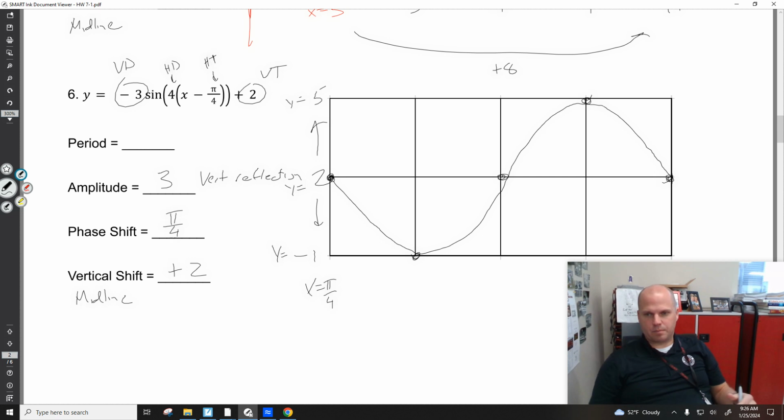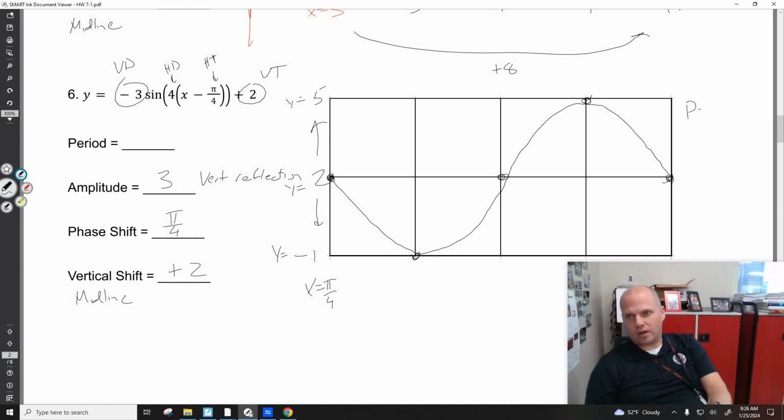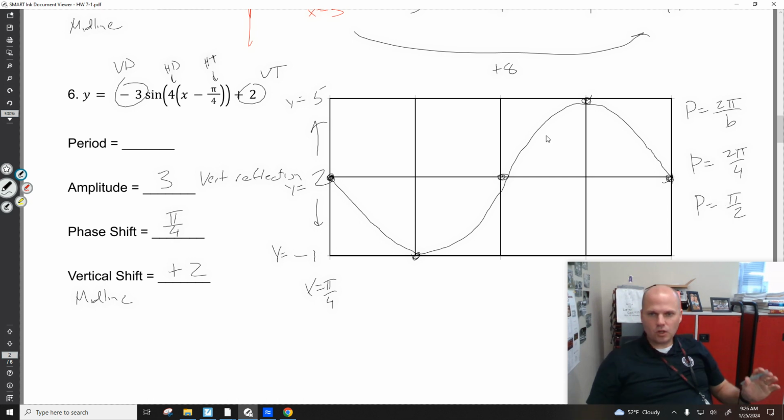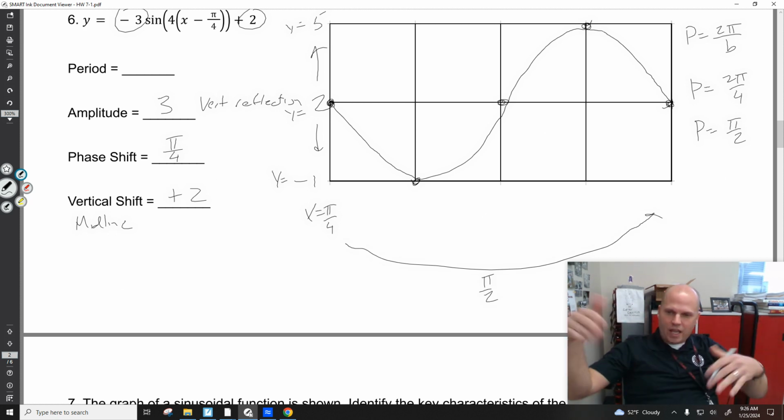Now let's pay attention to the period. The period of a regular graph with no dilations is 2 pi. We horizontally dilate. We don't multiply our x's by 4, we divide by 4. Our period is 2 pi divided by that b value. Period equals 2 pi divided by 4, and I get the period is pi over 2. Okay, that means it takes a total of pi over 2 x's to then start over.